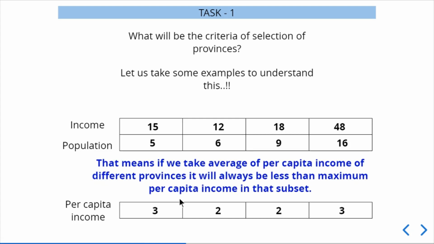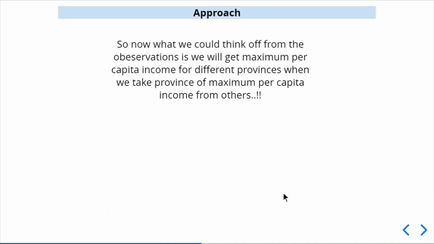Okay, so that is also summarized here: if we take the average of per capita income of different provinces, it will be less than the maximum per capita income in that subset. That is what we got using this example. So what is the approach that we can take in this problem? We can think of observations like what we just did, where we took an example and wrote the observations. What we can derive from this observation is that we get the maximum per capita income when we take the province with the maximum per capita income, right?